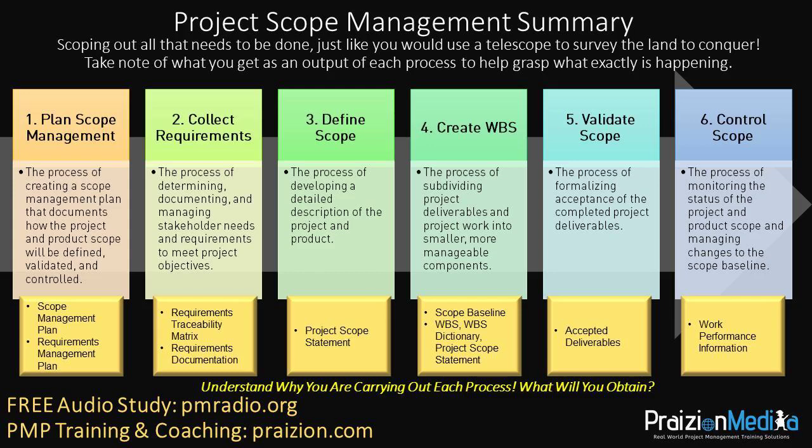Today we're talking about scope, and scope has 6 processes. Scope is all about using the telescope analogy. When you use a telescope, you zoom right in to what is in front of you and you're able to really understand the landscape or whatever you're looking at. That's exactly what scope is. Scope is all about understanding what needs to be done, getting a firm grasp of all the things that need to be done on the project in order to deliver the requirements.